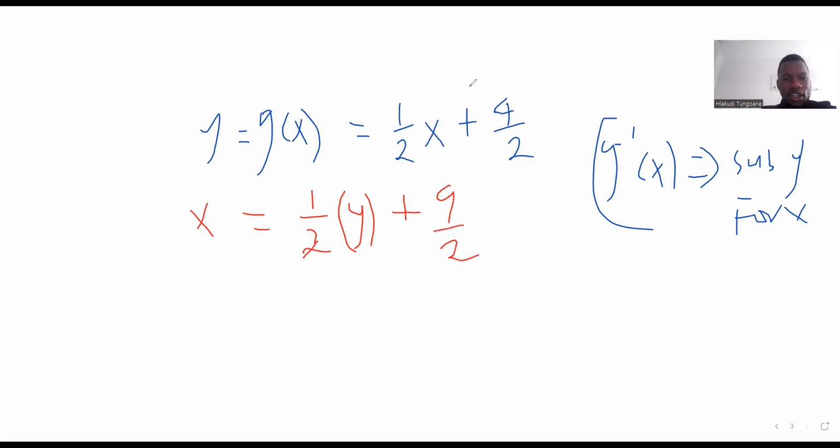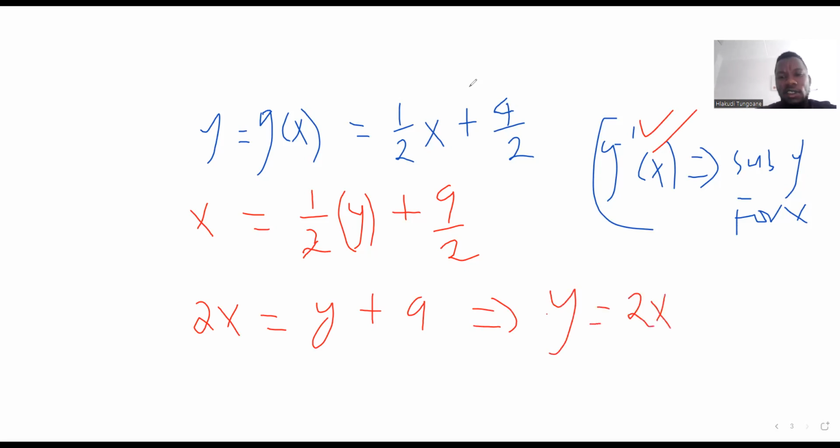Okay, so now we just need to rewrite this equation in terms of y. Then that will be the inverse function that they're looking for. To get that, we can multiply both sides by 2. Then you're gonna get 2x, and if you multiply this by 2, you get the y, obviously, plus 9. Therefore, this implies that y equals 2x minus 9. That's your new equation. That's the inverse function that they're looking for.